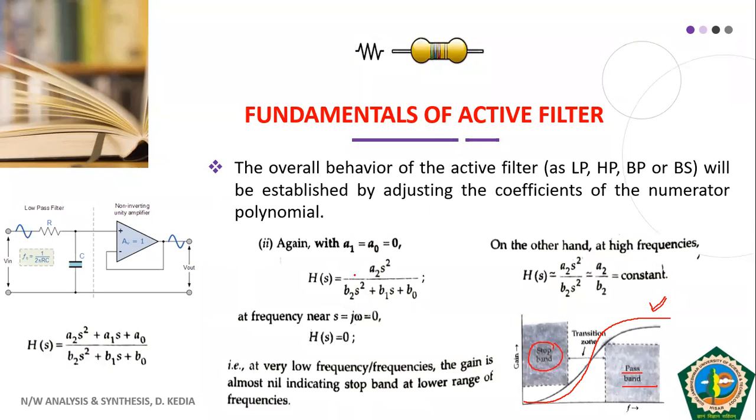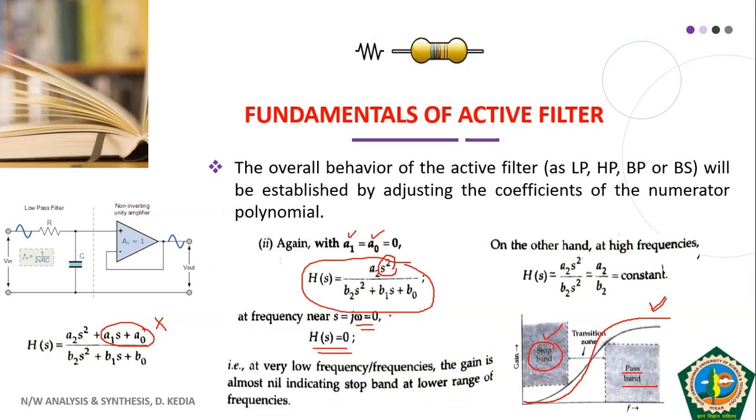So for that, we have to make a1 and a naught 0. It means these terms will be removed, and we are left with this one. This is the transfer function of the active high pass filter. What will happen for zero frequencies? For zero frequencies, we have s in the numerator. So as omega tends to 0, H(s) will also be 0. It means zero frequency, zero magnitude, means stop band.